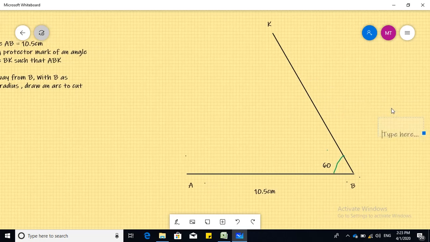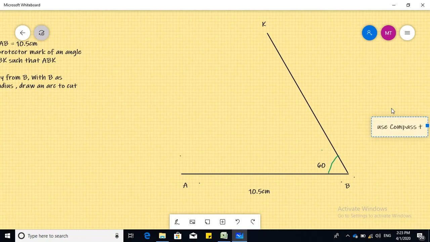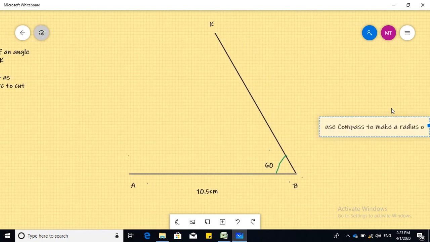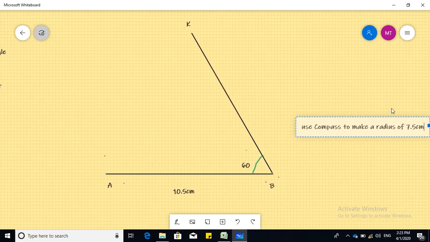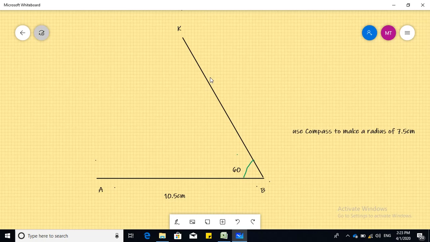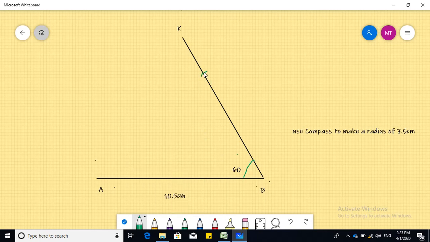For your guidance, I'm writing over here: use compass to make a radius of 7.5 centimeters. In this case I don't have the compass with me, so I'll be drawing a random arc. Let's suppose I put the pivot point of the compass over here and extended it to 7.5 centimeters, and it comes around like here. Let's suppose at this point I'm marking it with green. I'm just making an arc.